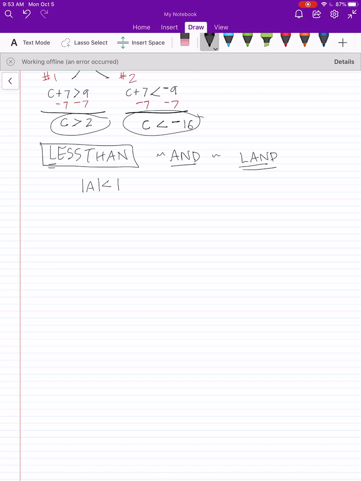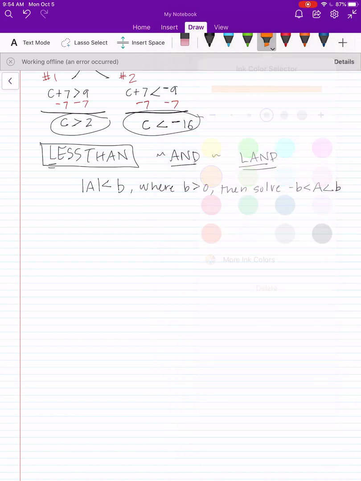So they say the absolute value of a less than b, where b is greater than 0, then solve negative b is less than a, which is less than b. So what I want you to do is look. Let's make these orange today. For less than, they're ands, they're lands. Notice what you've got going on here. You've got a less than sign this time. And then notice what they do. They take and make a negative b and then a less than sign, and then they drop the absolute value sign and copy everything over. So that's kind of what we're going to write.